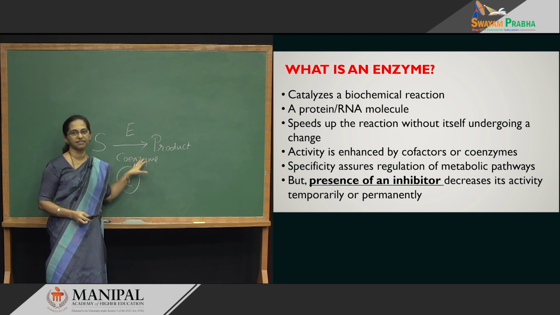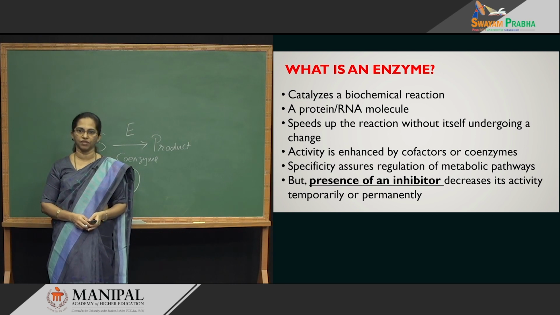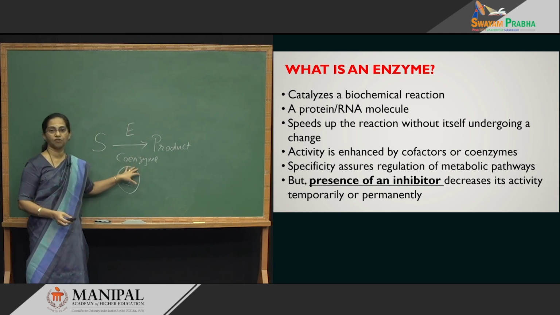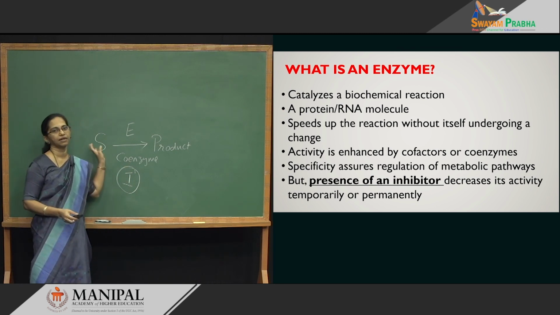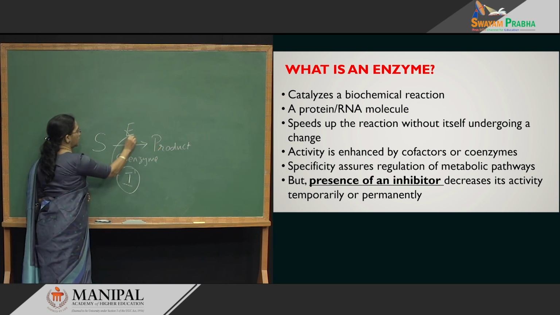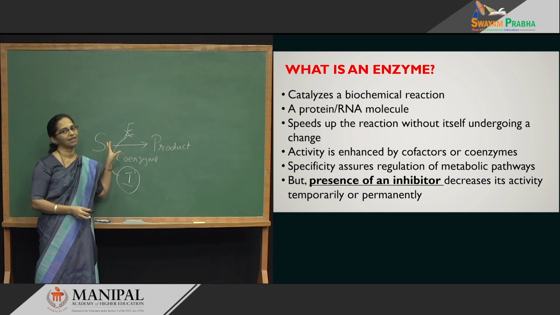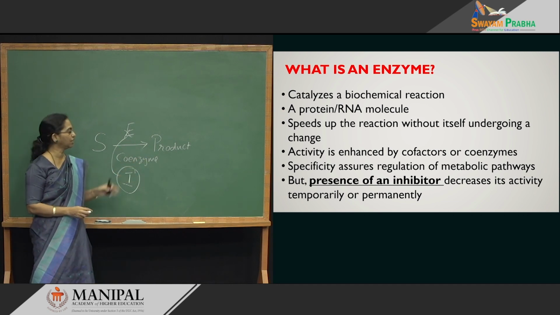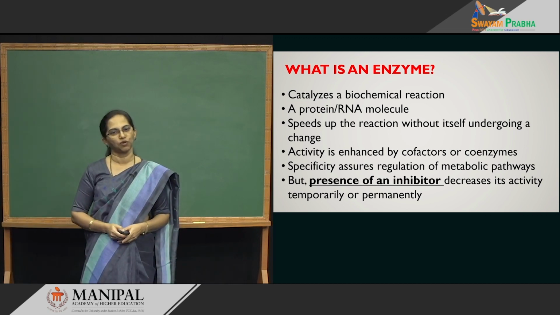So, what does an enzyme inhibitor do? It will decrease the activity of the enzyme. Now, the decreasing of activity can be temporary or it can be permanent. Temporary, you remove the inhibitor, it starts functioning okay. Permanent means this inhibitor will destroy the enzyme itself. That time it becomes a permanent inhibition. Clear? So, that is enzyme inhibition. You are trying to slow down the process. So, we are done with what is an enzyme.